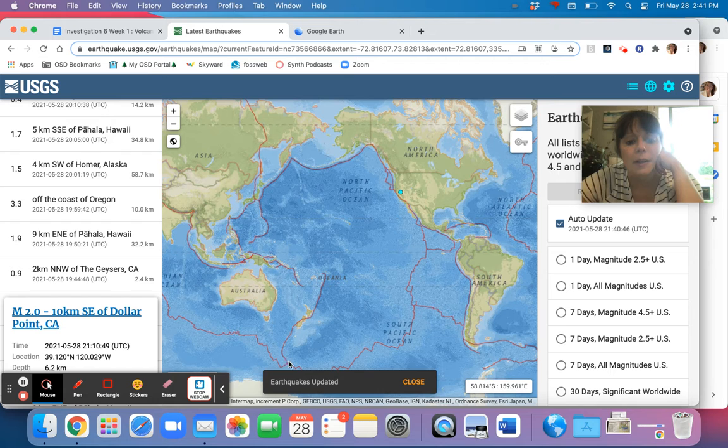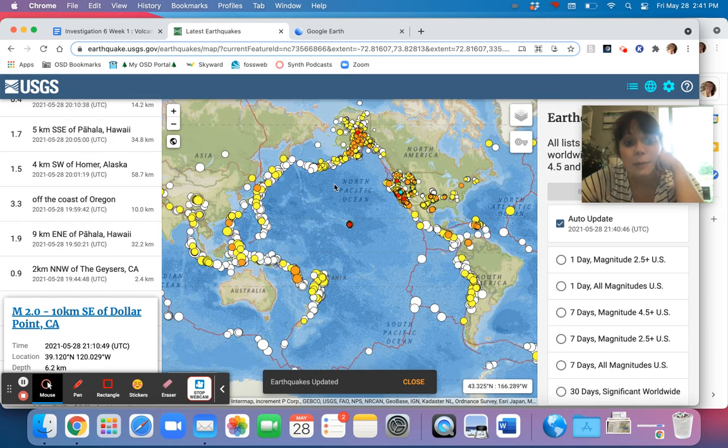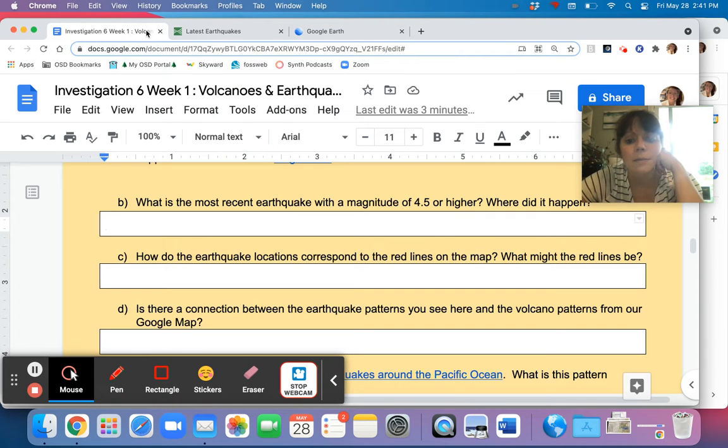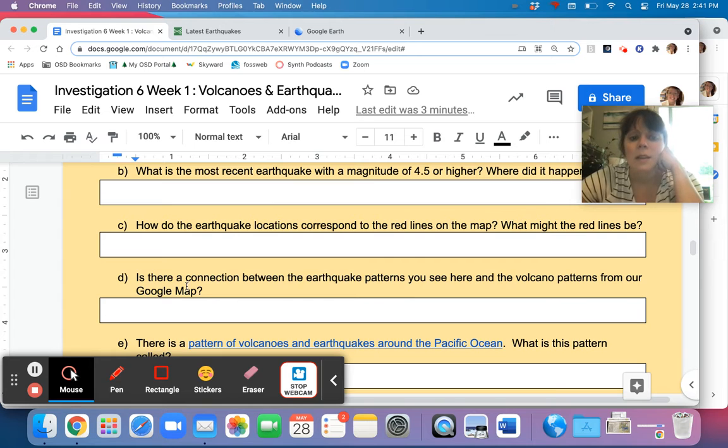How do they correspond? Seems like they correspond pretty well, especially when the dots go away. I can see that these dots are happening all along the lines. What are those lines? What do you think? Take a guess. Is there a connection between the earthquake patterns you see and the volcano patterns?